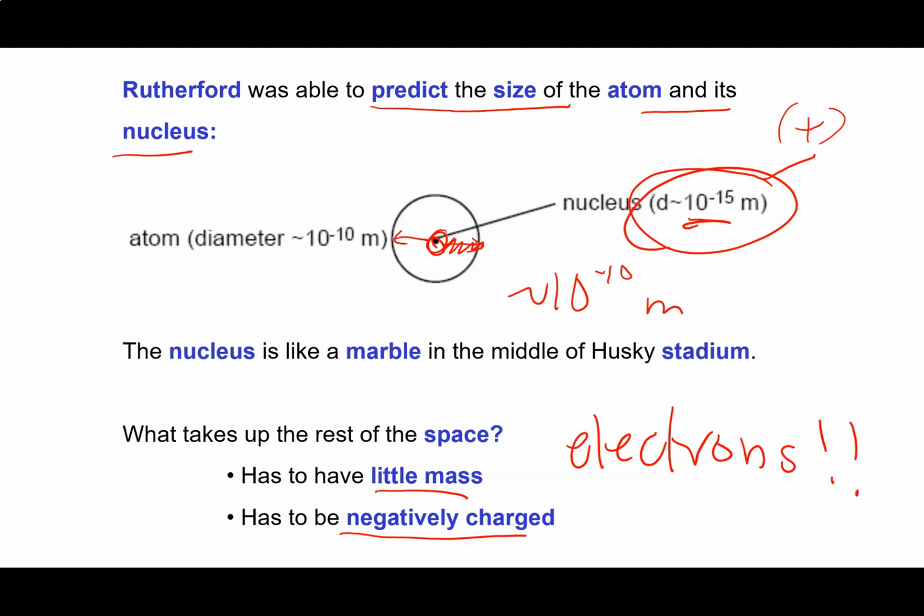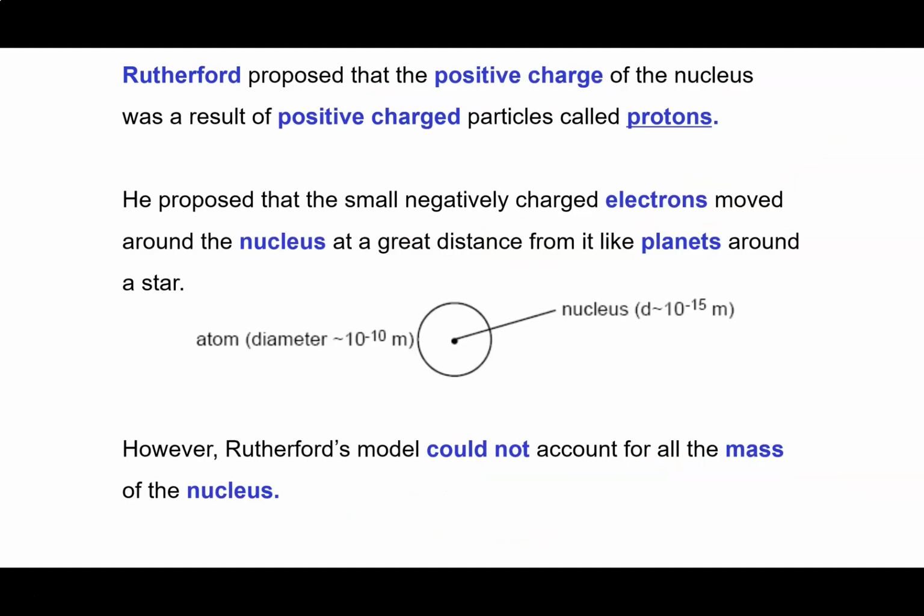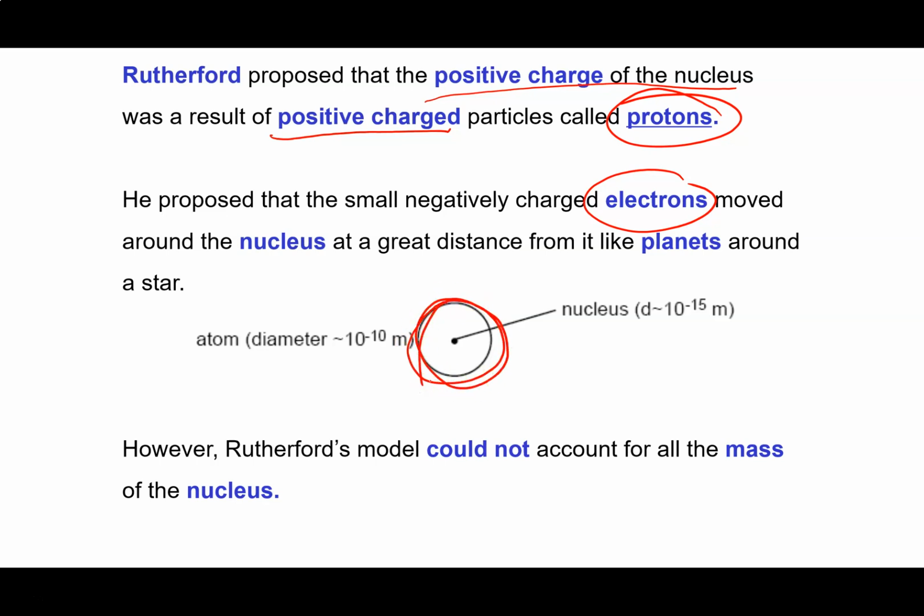So this led to the Rutherford, or what's sometimes called the planetary model of the atom. So what you have now is that the positive charge of the nucleus is a result of positively charged particles that he calls protons. And then he says that the electrons move around this nucleus that contains protons at a great distance from the nucleus, just like planets move around a star. Okay, so you've got electrons out on the edge of the atom, and then you've got protons all bundled together in the center of the atom.